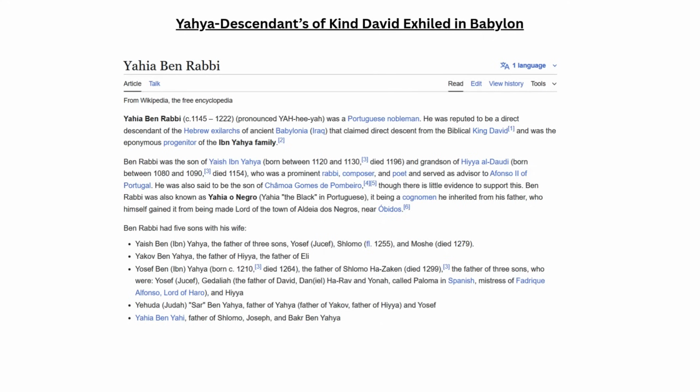So they stayed, and the reason some of the descendants of Dawood, of King Dawood, stayed is because they were treated actually fairly well.